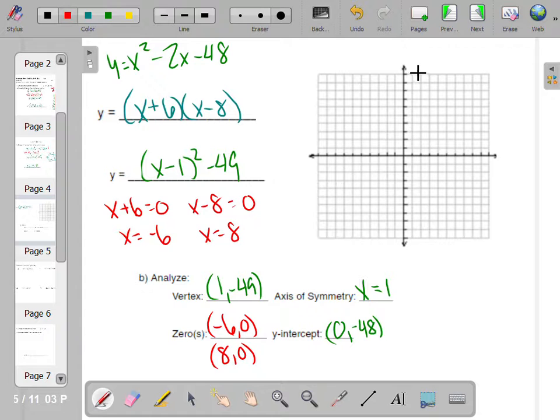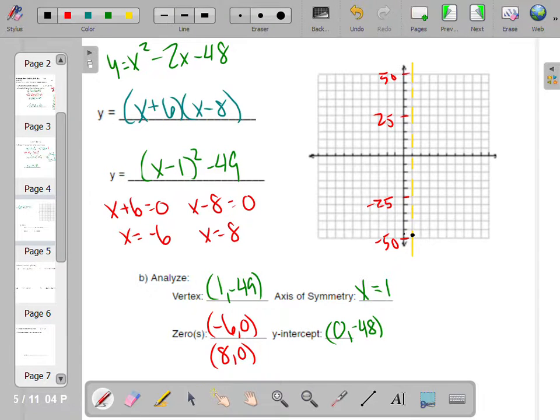So let's change the scale here. Instead of counting by ones, let's count by maybe about fives. So then this will be negative 25, and this will be negative 50. And this will be positive 25, and this will be positive 50. So let's plot our vertex. Well, first the axis of symmetry is a vertical line right here, and I'll make that dashed because I like to see it as a dashed line. It's not part of the function. Then I'll plot my vertex at 1, negative 49, which is right here about.